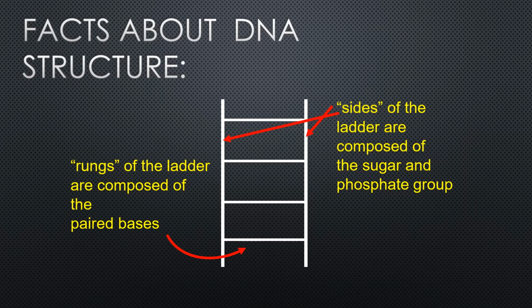So our overall DNA structure has a ladder-like look to it. Obviously, it's going to be twisted into a helical shape, but if we were to flatten it out and look at it, the sides of the ladder are composed of the sugar and phosphate groups, so our deoxyribose sugar and our phosphate group, and then the rungs of the ladder, or the inside, are composed of the base pairs.